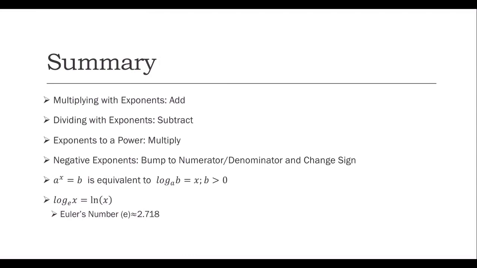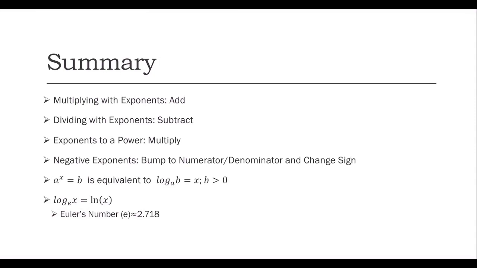In summary, when multiplying with exponents, as long as they have the same base, you can add the exponents. When dividing with exponents, you subtract the exponents. And when raising an exponent to a power, you'll multiply the exponents. With negative exponents, you'll bump them down to the denominator if they're in the numerator, and you'll bump them up to the numerator if they were in the denominator. And that's how you make them positive.